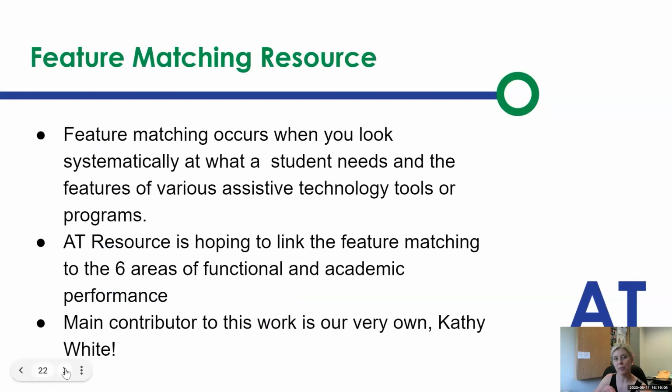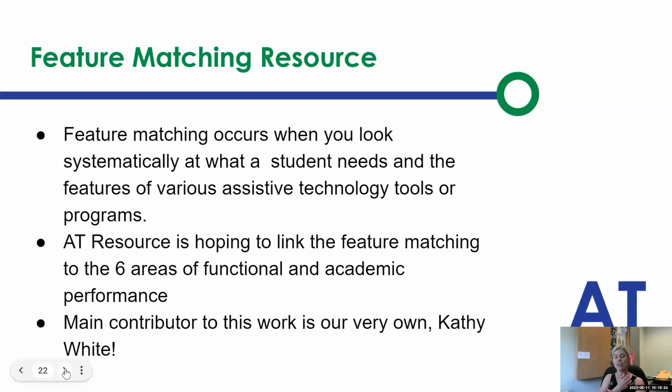Again, we talked a little bit about this feature matching resource, but we really want to get the idea that feature matching occurs when you look systematically at what a student needs and the features of various tools or programs. So the AT resource guide is hoping to link feature matching to the 6 areas of functional and academic performance. I want to highlight that one of the main contributors of this work is our very own Kathy White. Having a lot of expertise in this, she is helping really dig into that.